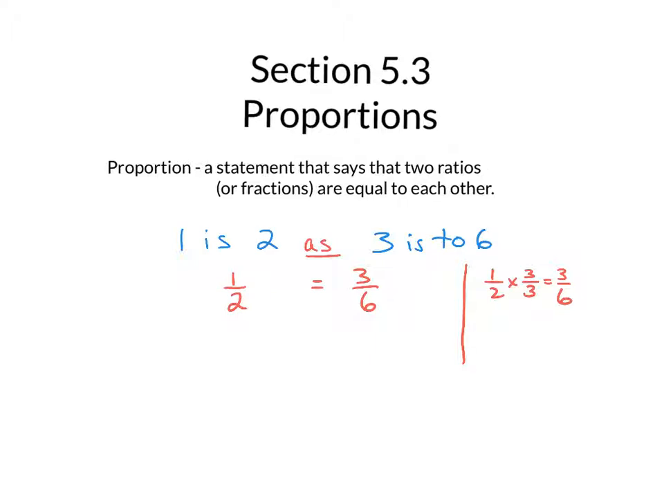Another way to check whether or not two ratios form a proportion is to cross multiply. If I have 1/2 equal to 3/6, you could go through and figure out what the products are when you cross. 1 times 6 gives me 6. 2 times 3 gives me 6. So I know that 1/2 is equal to 3/6. So the ratios 1/2, 1:2, and 3/6, 3:6, do form a proportion because they are equal to each other.